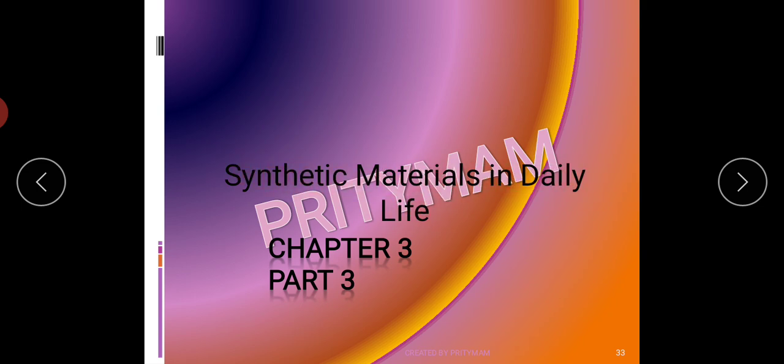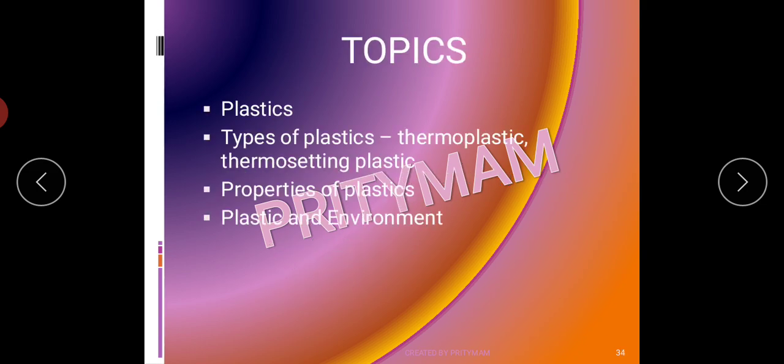And this is our part 3, meaning in the earlier two sessions I had taught you about natural and synthetic fibers, and then I had taught you about the blended fabrics. So in this chapter we are going to discuss plastics, types of plastics, meaning we will be discussing thermoplastics and thermosetting plastics. We will be discussing some of the properties of the plastics, and plastics and the environment. So these are the four topics that we are going to study.